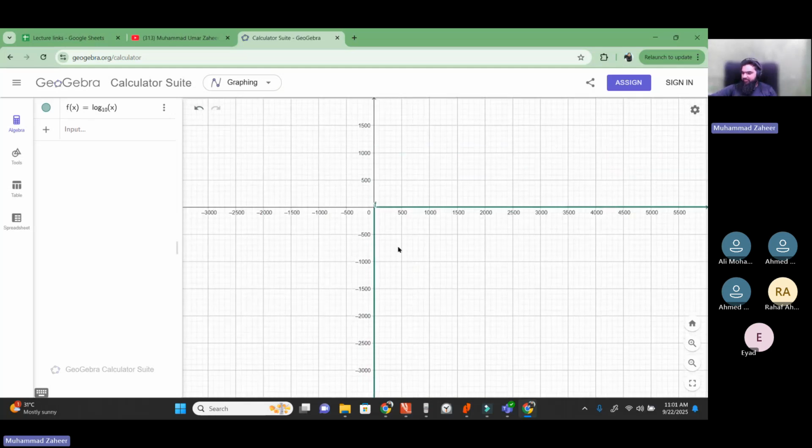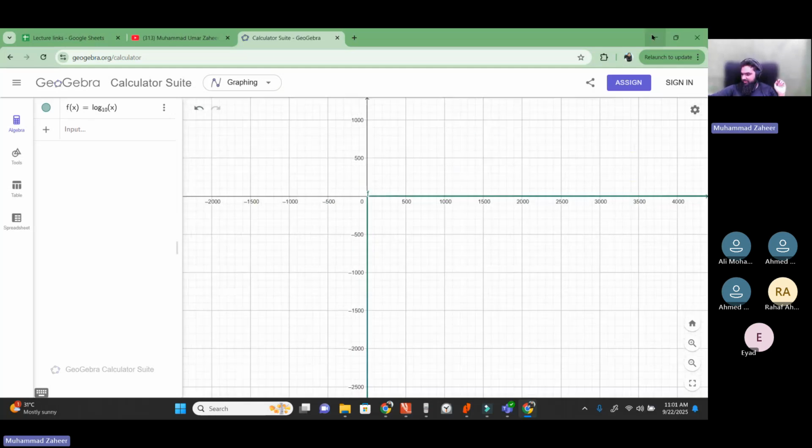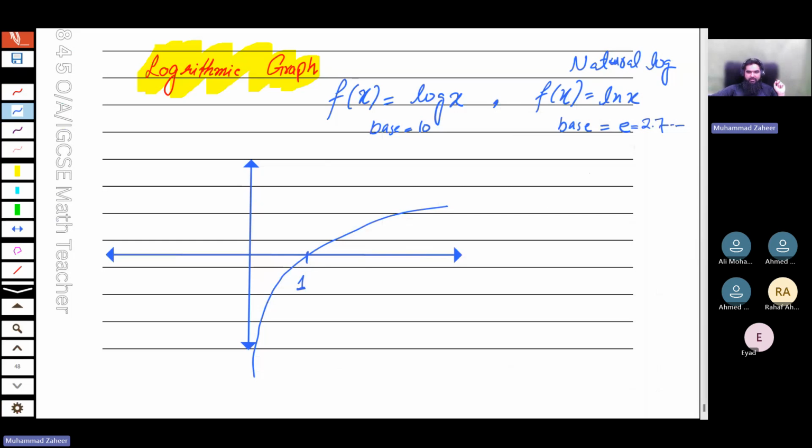So this is how the graph of the logarithm function is going to look.